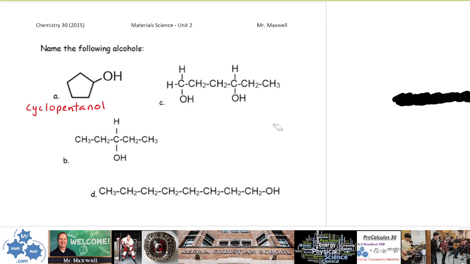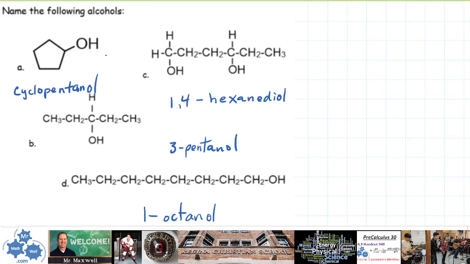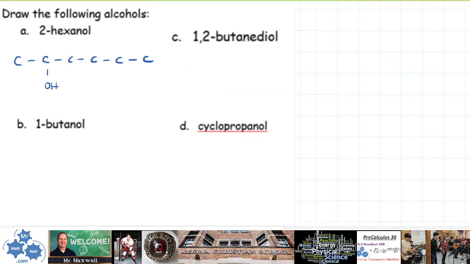Okay, go ahead and name these other ones. Take a moment to do that. Okay, so here are your answers for naming the structures in these alcohols here. So now draw the structures here. Here's the first one done for you, 2-hexanol.